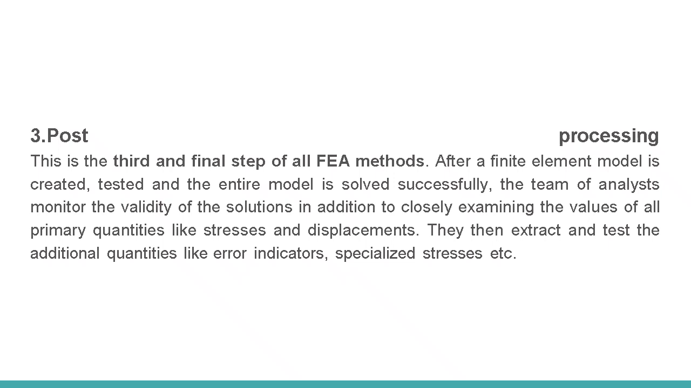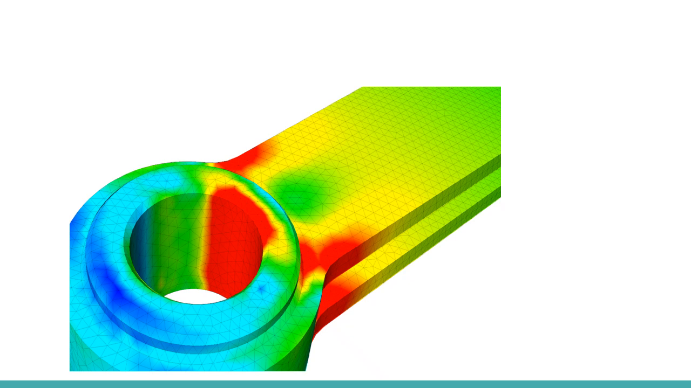All the primary quantities like stress and displacement can be extracted from the test, and additional quantities and error indicators, such as the stresses, will be indicated. So there is an image of the analysis. FEA software will create the analysis of that component. The red area is a high stress area, the green area is a low stress area, and blue is a moderate stress area. It is categorized like that.